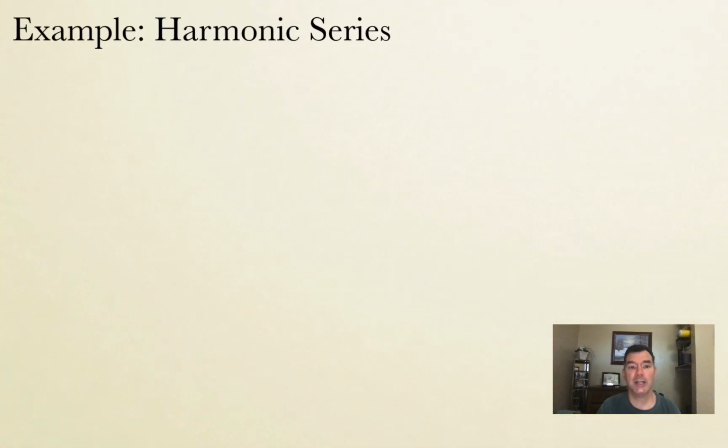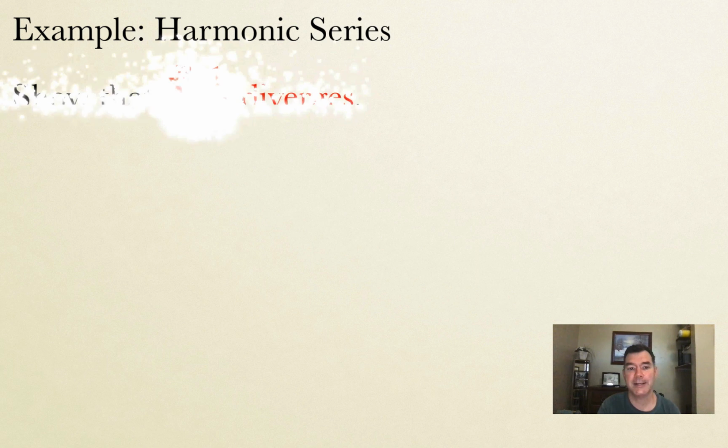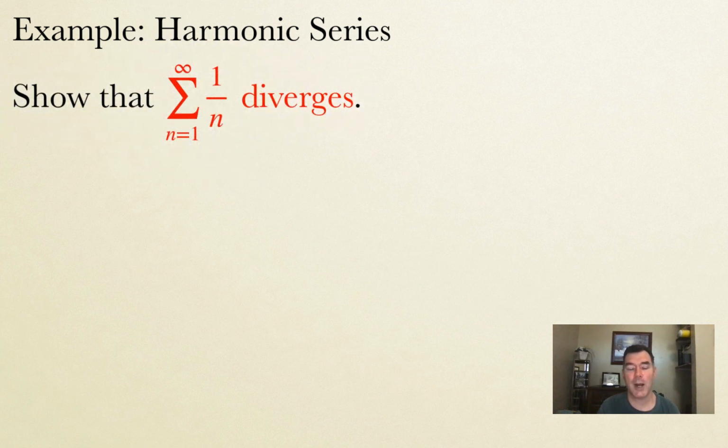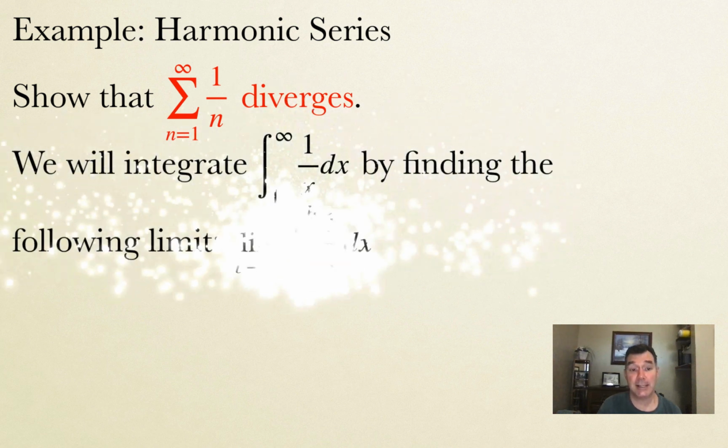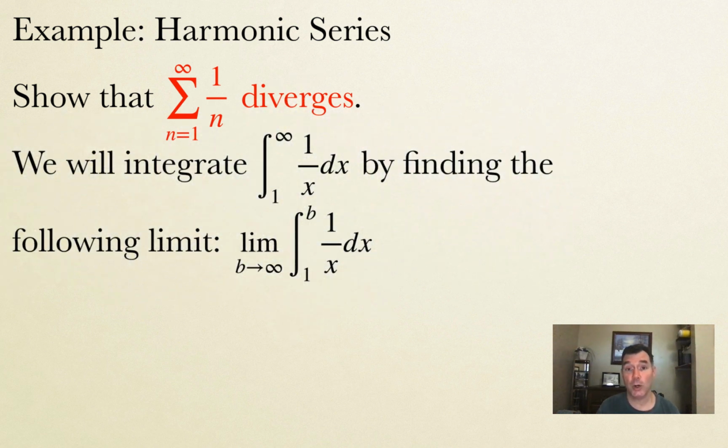So let's use this to talk about the harmonic series, and this is one that puzzles a lot of people. Why would the series of 1 over n diverge? Let's talk about that by using a function 1 over x that looks similar to 1 over n, and we're going to integrate that from 1 to infinity. Remember, I can't integrate at infinity, so I make my top limit b, and I let b approach infinity.